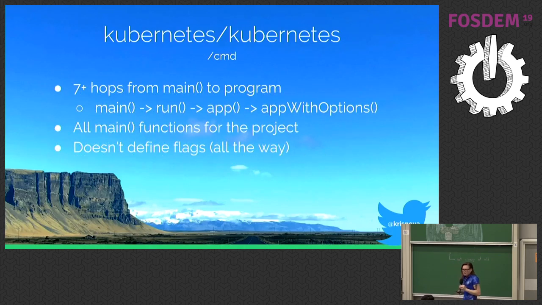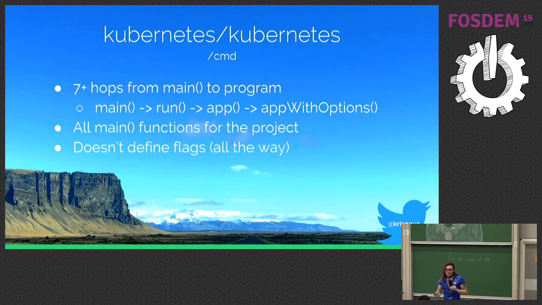The CMD directory. So usually, on average, there's about 7 hops from the actual main function to where the program actually starts and starts going into business logic and actually taking action and doing something. Everything else is sort of a formality to go through how we build Kubernetes. So that's something that's really annoying for new developers as well, is even just to find where the code starts, you have to go through and dig about 7 hops in.